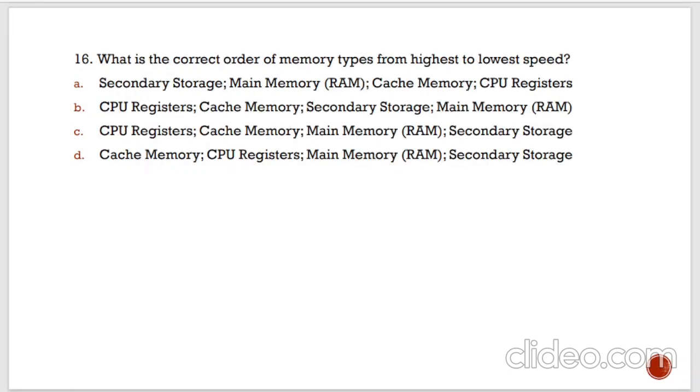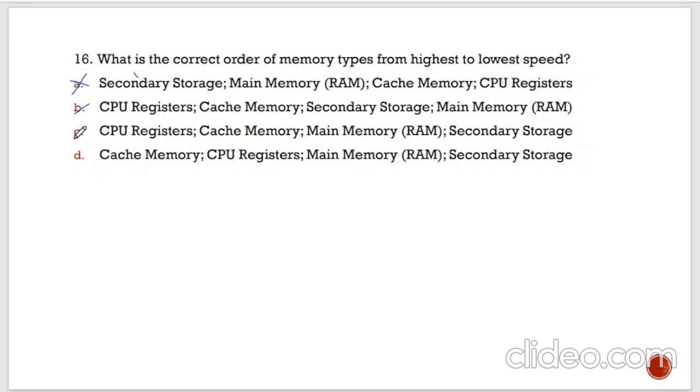Next question: what is the correct order of memory types from highest to lowest speed? Till now we have discussed the lowest speed. Does secondary storage have the highest speed? No, secondary storage doesn't have the highest speed, so you can eliminate this option directly.